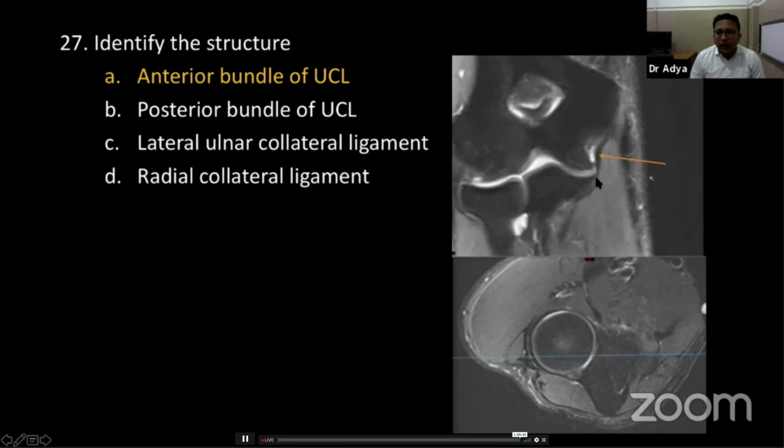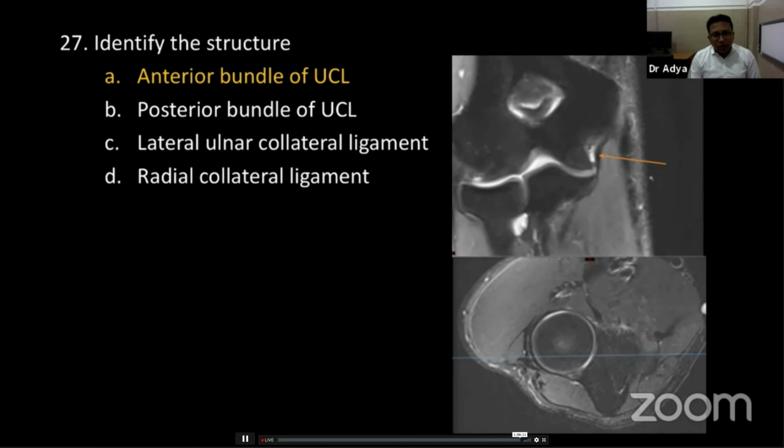Now we are looking at something which is attached to the sublime tubercle with a very sharp attachment, and then it is going up and getting a fuzzy kind of attachment at the medial or common flexor tendon origin. So this is the anterior bundle of the ulnar collateral ligament. The ulnar collateral ligament has a posterior bundle as well, which is best seen on axial images, forming the floor of the cubital tunnel. So this is the anterior bundle of the UCL.